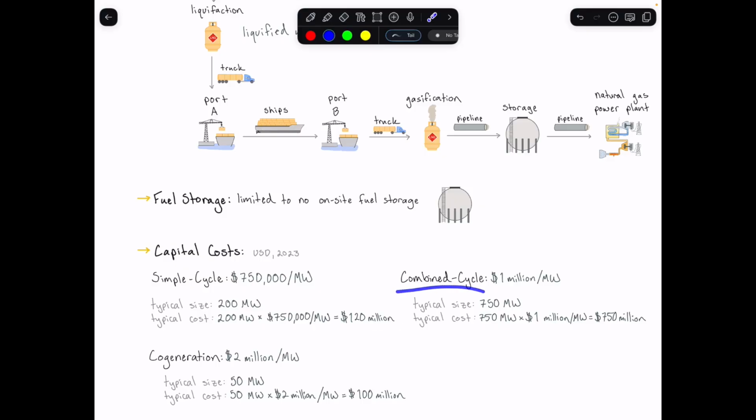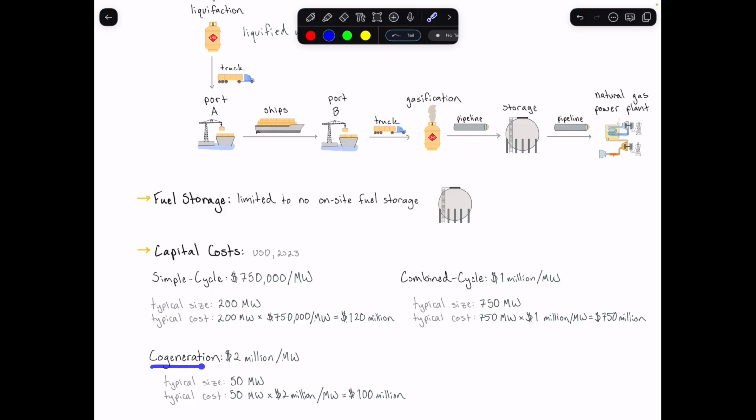Now the combined cycle plants are a little bit more expensive because there's that extra build out that is added on for the steam turbine at the end. So it's about $1 million per megawatt. And combined cycle plants tend to be quite a bit bigger than simple cycle at around 750 megawatts. And so this means that the typical cost for building out a combined cycle power plant is roughly $750 million.